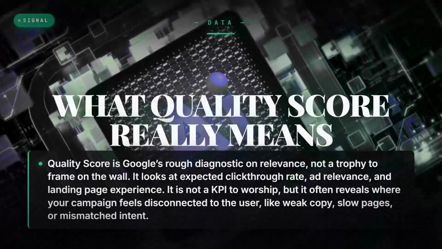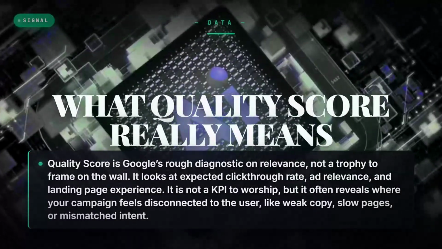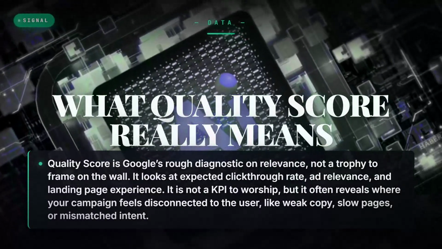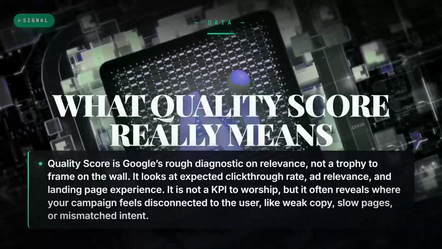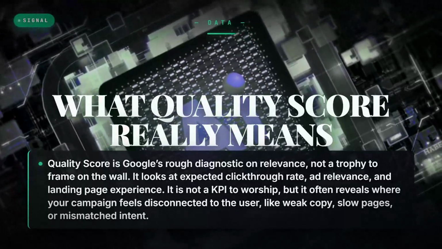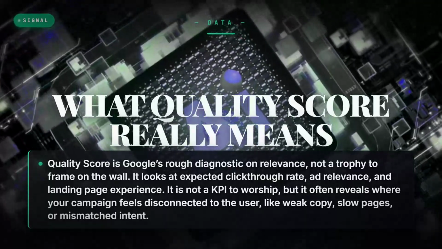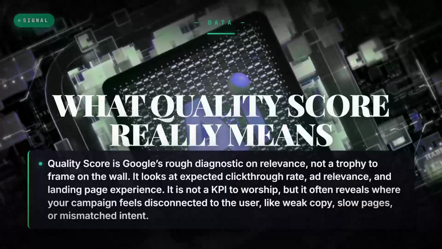Quality score is Google's rough diagnostic on relevance, not a trophy to frame on the wall. It looks at expected click-through rate, ad relevance, and landing page experience. It is not a KPI to worship, but it often reveals where your campaign feels disconnected to the user, like weak copy, slow pages, or mismatched intent.